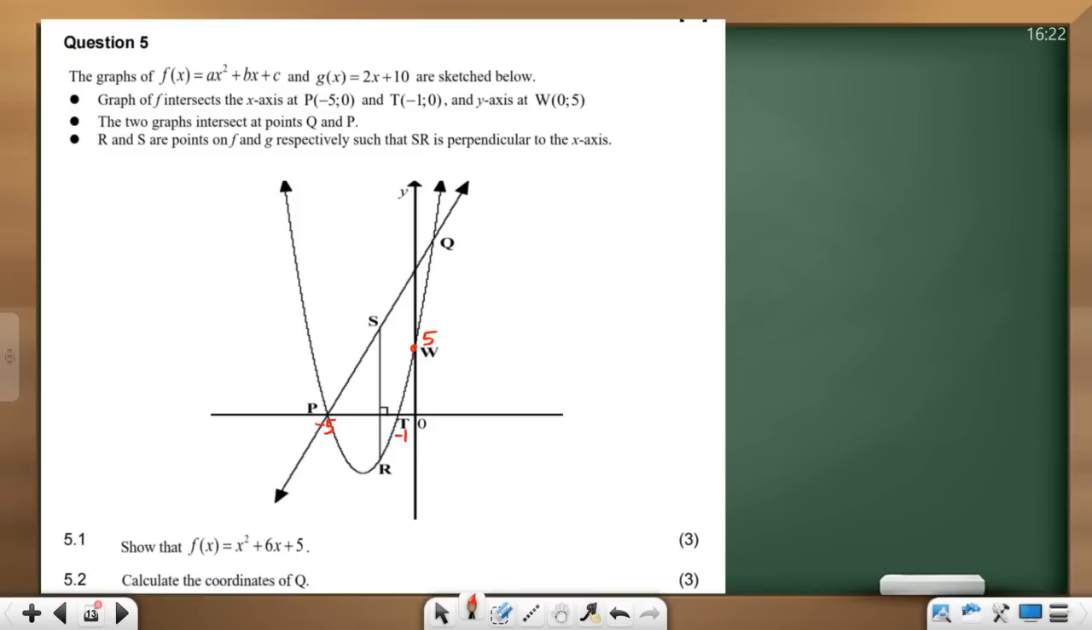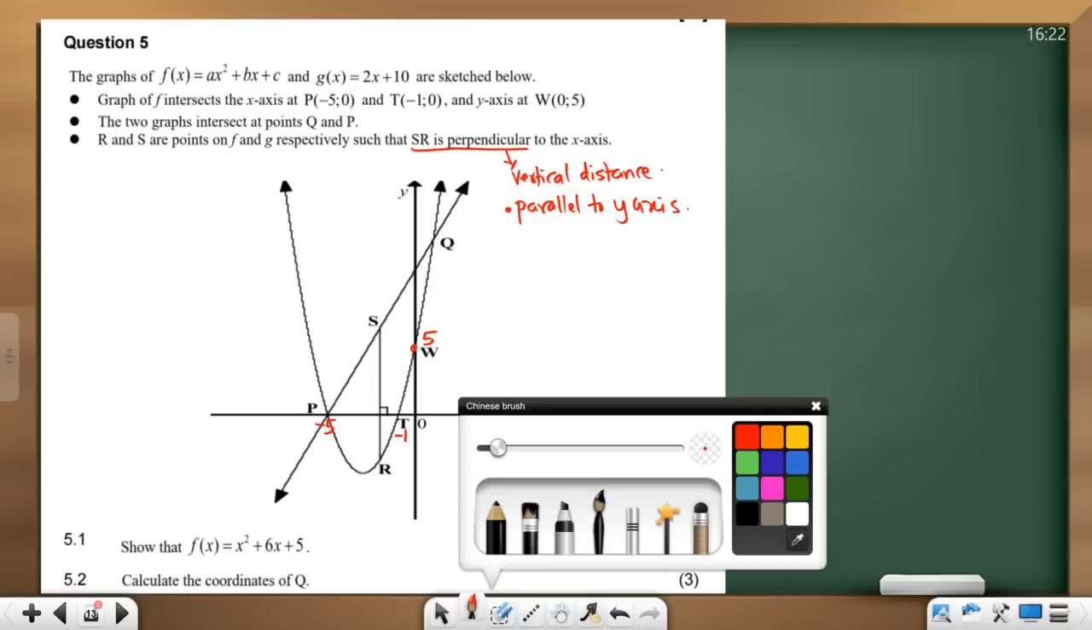Come on, procedure. R and S are points on f and g respectively, such that SR is perpendicular. This tells me it is a vertical distance. Another way of letting you know that is to tell you that it is parallel to the y. So it is perpendicular to the x and also parallel to the y. Watch out for language there. Show that f of x, oh sweet.